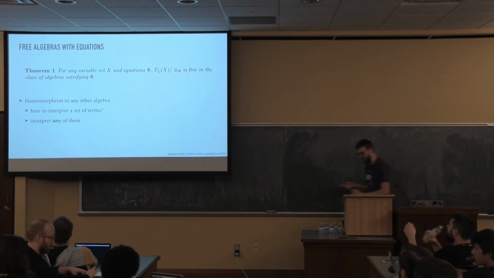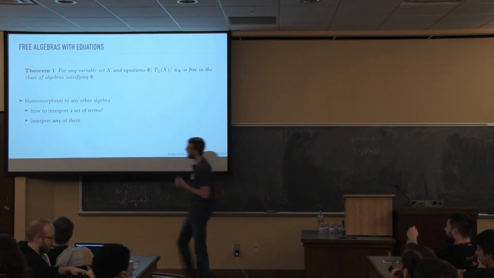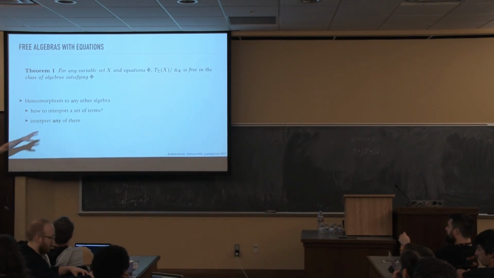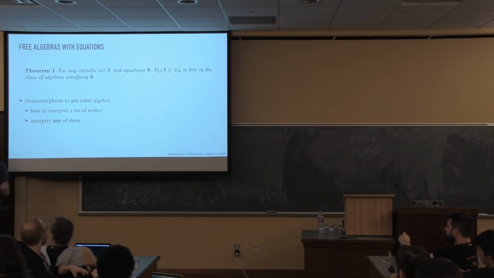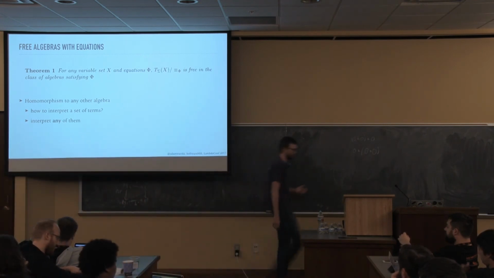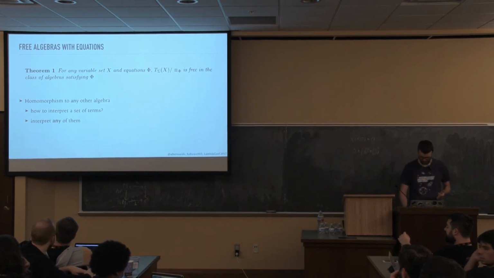Okay. So now, as a hint of a proof, if we want to show that the quotient algebra is free, we need to build a homomorphism from this algebra to another, right? And how do we do that? How do we interpret a set of terms? Well, the trick is that to interpret a set of terms, we just need to interpret any one of them, because the interpretation has to be the same in the target algebra because of the equations, right? So it doesn't matter which term we interpret, which term we evaluate.